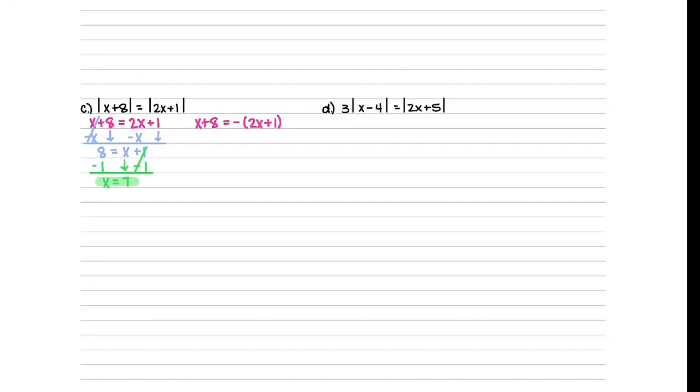For that other equation, I have x plus 8 is equal to the opposite of 2x plus 1. So I'm going to just distribute that negative. This is going to give me x plus 8 is equal to -2x minus 1. I want to move my 2x over, so I'm going to add it to both sides. This is going to drop down my -1. My 2x's are going to cancel, and my 8 is going to drop down. So I'm left with 3x plus 8 is equal to -1.